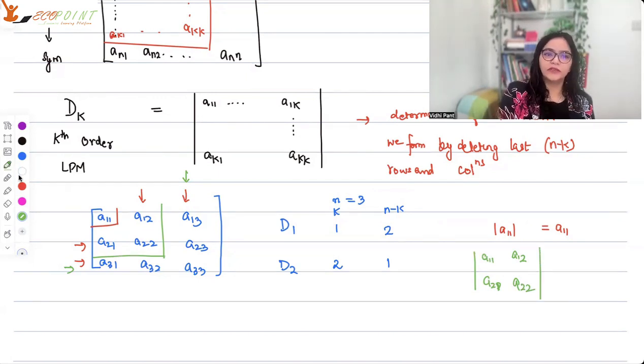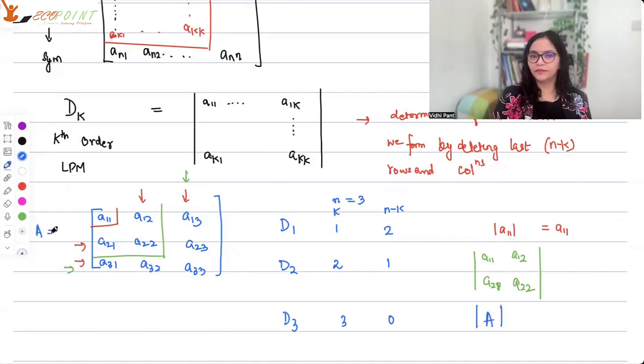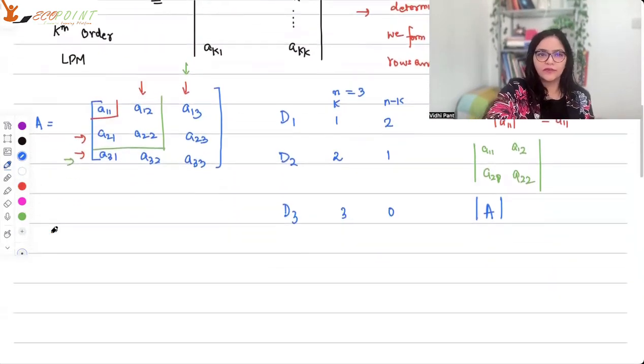And when it comes to D3, it's very simple because it's a 3 cross 3 matrix. So k is 3, so n minus k becomes 3 minus 3, 0. So you don't delete anything, and it is the determinant of the entire matrix A. So this is how you calculate leading principal minors. In the next lecture, I will tell you how to find out positive, negative.